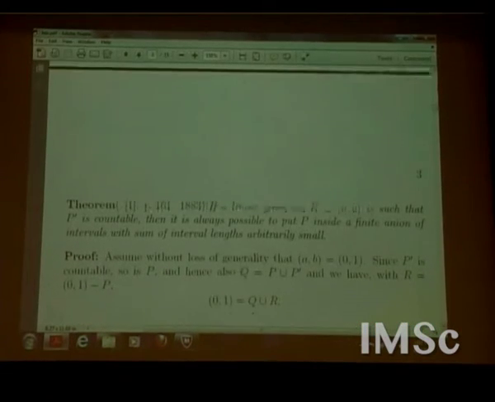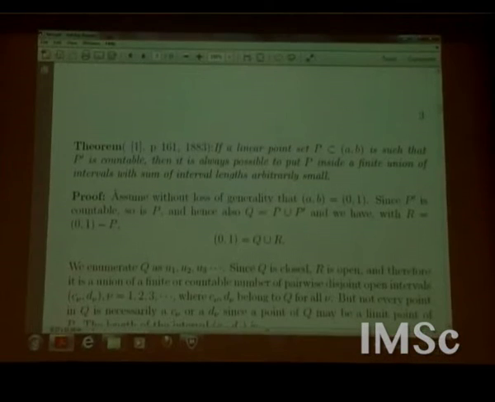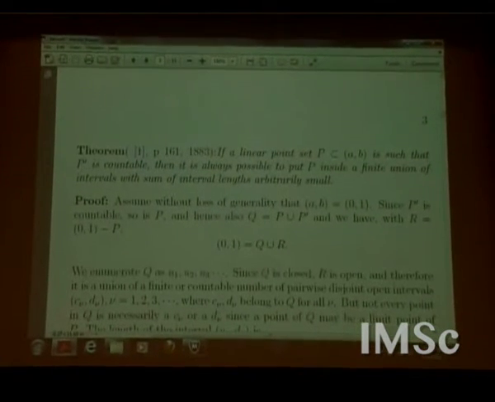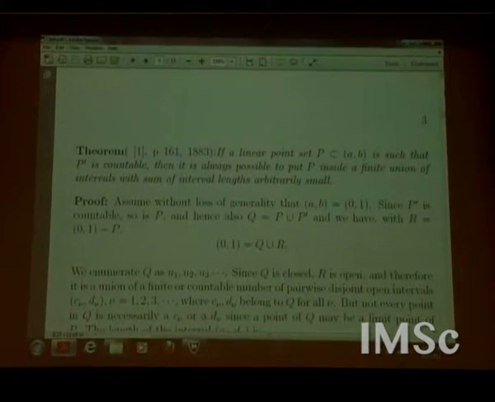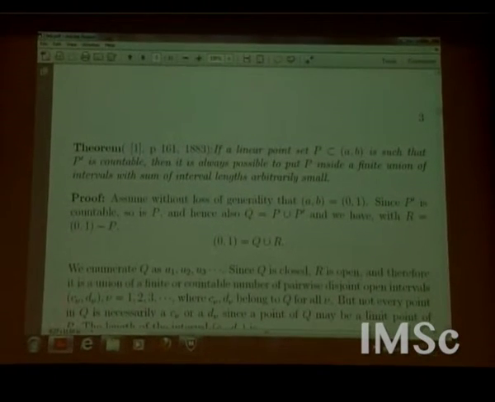So let us see. This is in 1883. Linear means a subset of the interval. If a set P is such that its derived set is countable, then it is always possible to put P inside a union of intervals with the sum of the interval lengths arbitrarily small. This is exactly what he said.